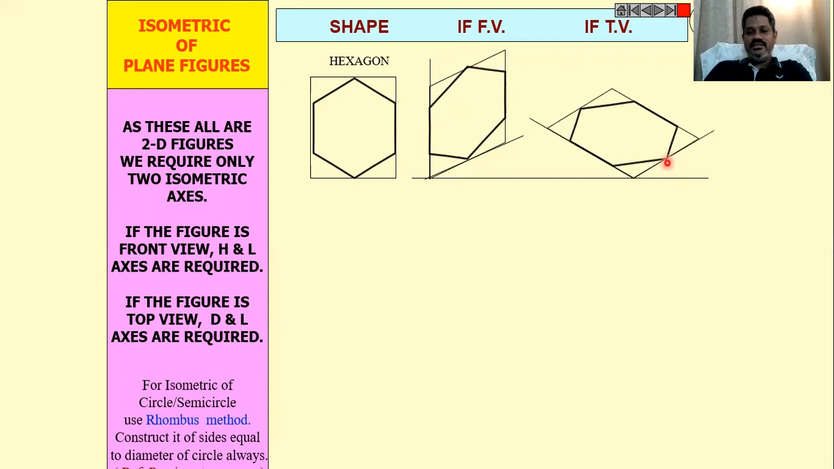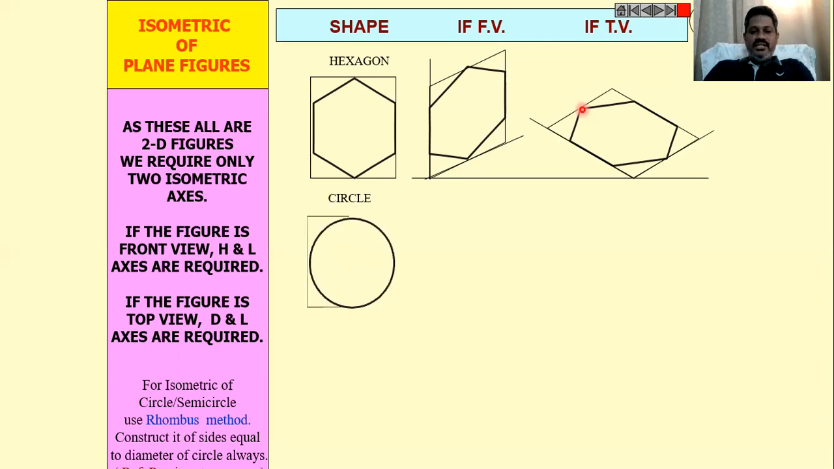Locate the midpoint here, draw an inclined line from this line at an angle of 60 degrees, I'm sorry. Then draw a line here with a given side, then locate a midpoint and join all these lines to get the top view of the hexagonal plane.